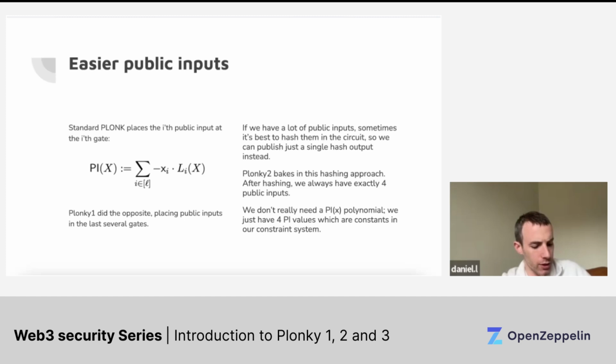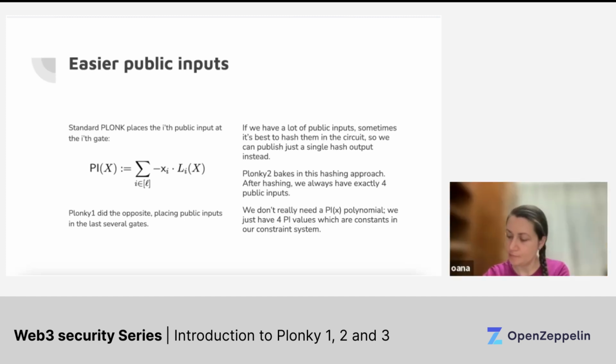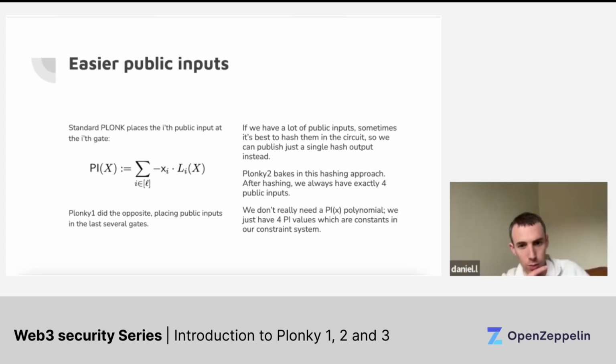And then the other motivation for us was the verification complexity. So normally the verifier will be evaluating several Lagrange bases, as shown in the formula here, in order to evaluate this pi polynomial at some point zeta. With this standard Plonk approach, we end up with one public input emitted by one gate, particularly the ith public input gets emitted by the ith gate in the circuit.